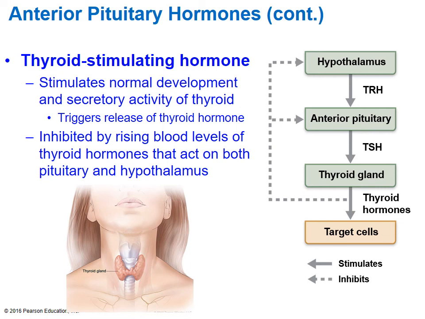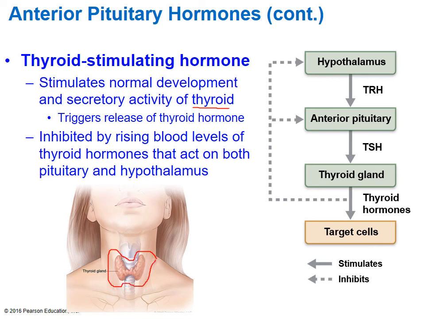All right, let's go ahead and take a look at one of the first tropic hormones. And this one's going to be our thyroid stimulating hormone. And it's all in the name, right? So your anterior pituitary gland will release thyroid stimulating hormone. Thyroid stimulating hormone will travel over to the thyroid. You can see the thyroid right over here.